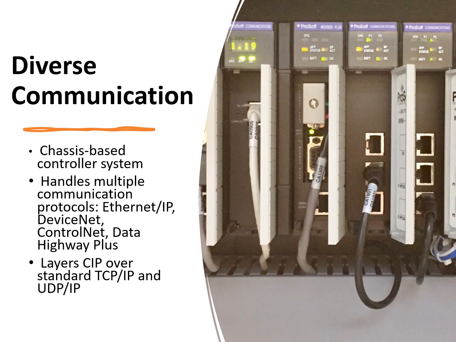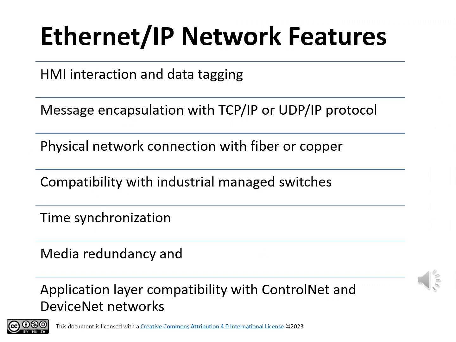The ControlLogix EtherNet/IP network enables a complete suite of control configuration and data collection services by layering the Common Industrial Protocol, CIP, over the transport network protocol tandems such as TCP/IP and UDP/IP.